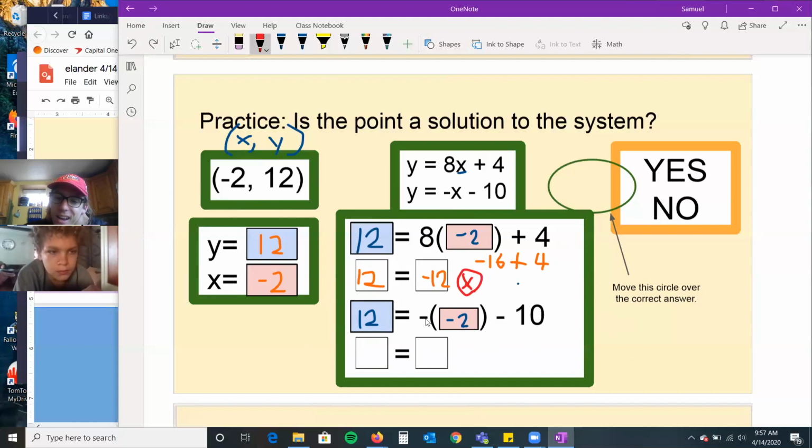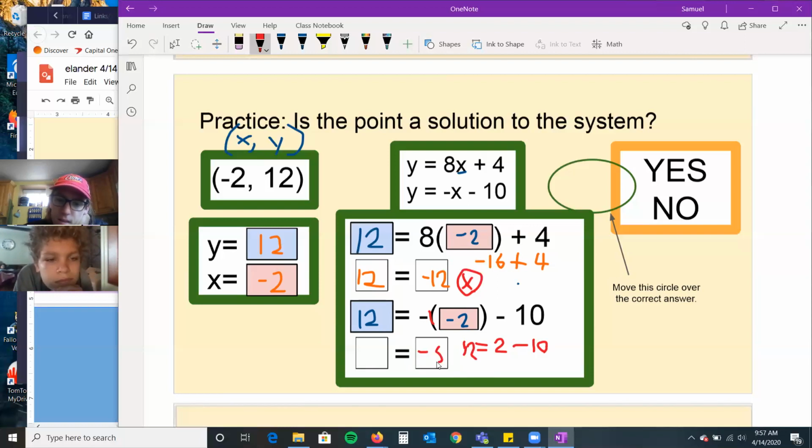All right, negative of a negative. That's like saying the opposite of an opposite, right? So if I say negative of -2, that's going to be +2, right? Yep. Or you could think of it as -1 times -2. Again, still gets you +2. Good, Emmett. So now we have 2 minus 10 equals 12, right? So then 2 minus 10 is going to be -8, right?